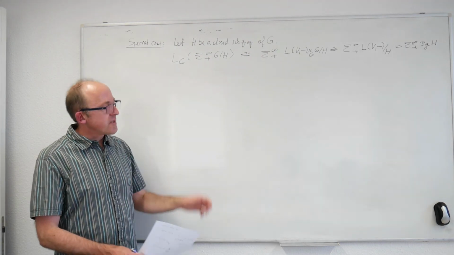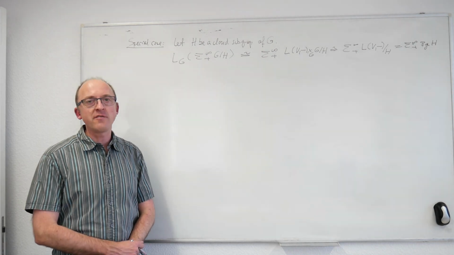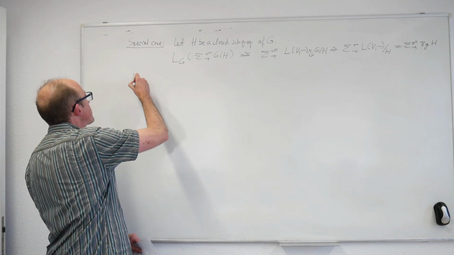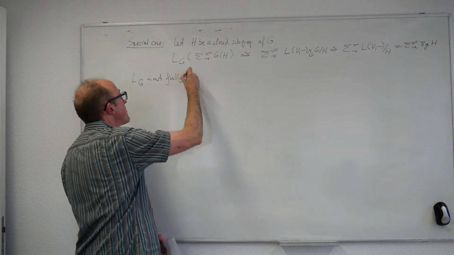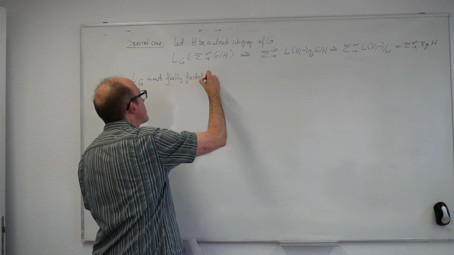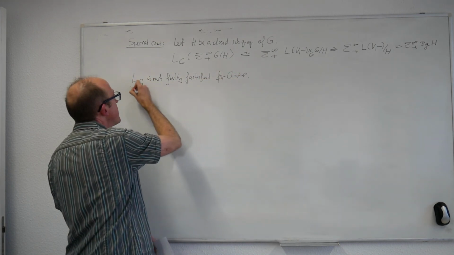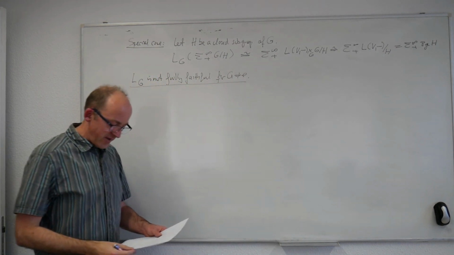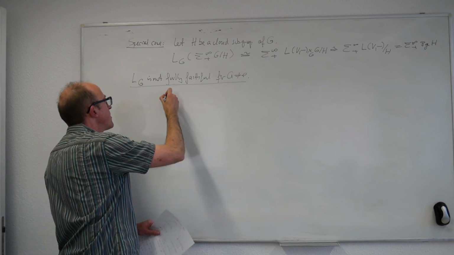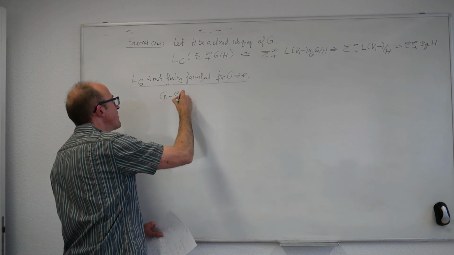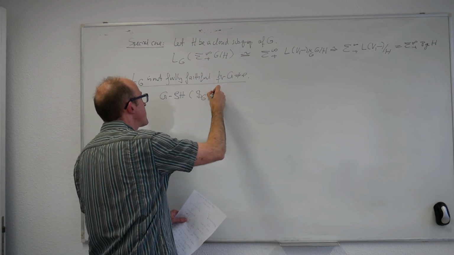I can also use this isomorphism to show you that the left adjoint is definitely not fully faithful in general. So L_G is not fully faithful, unless, of course, G is trivial, where we already showed it is fully faithful. But now I can show you that it's not fully faithful when G is not trivial. So how can we see this?